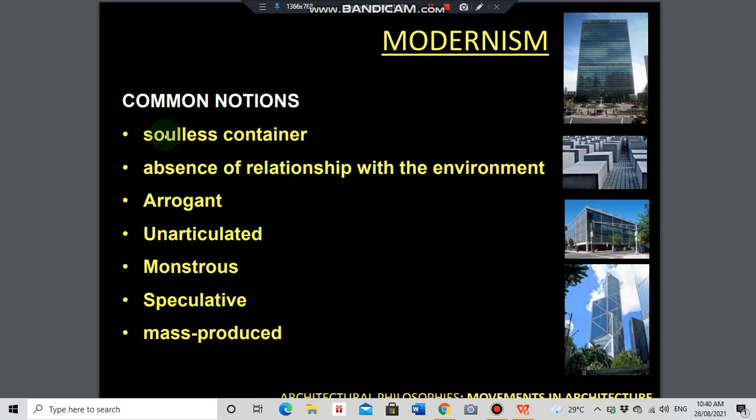Common notion is the soulless container. When you say soulless container, anong notion? Ito yung mga kasabihan na yung modernism daw ganito, no? Soulless container is no greatness or warmth of mind or no feelings. So para ba siyang wala, ano lang siya? Parang you live in a box. Kaya yun ang sinabing modernism. Wala siyang warmth or greatness.